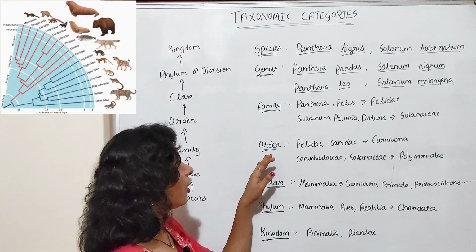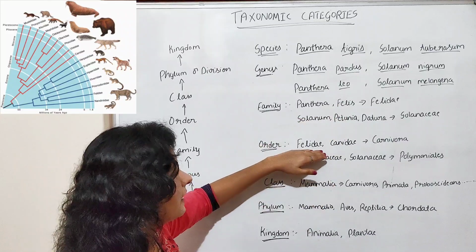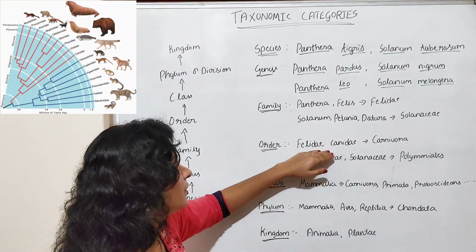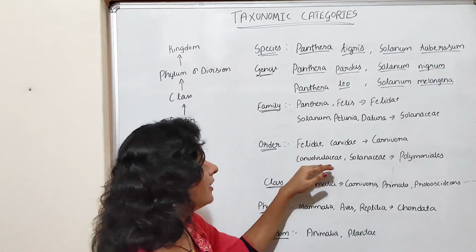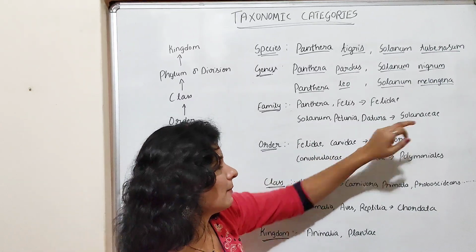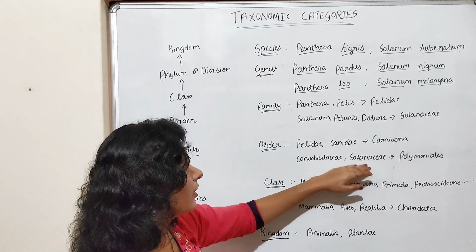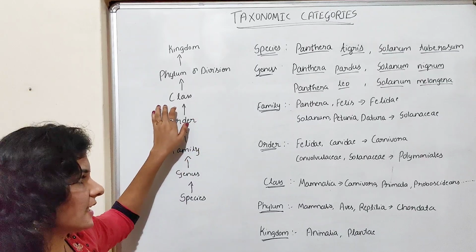The example for the order is Felidae, which consists of big cats and the cat, along with the Canidae, which consists of dogs, are put under the order Carnivora. In the case of example of plant, the family Solanaceae, along with the Convolvulaceae, is put under the order Polemoniales. Next higher level taxonomic category is class.